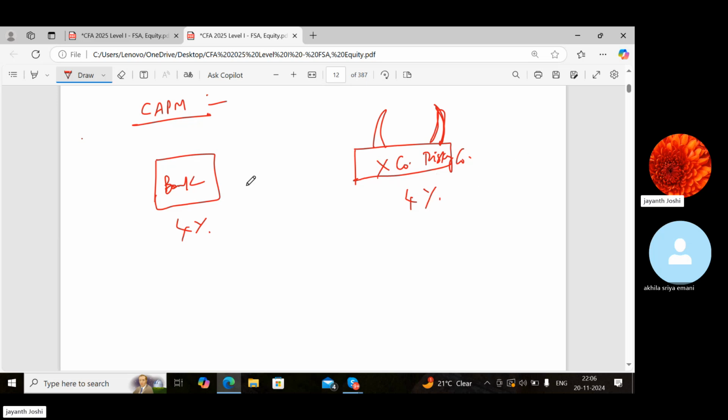Of course, you'll say yes to the bank, and you'll say no to this. Why? For the risk you are taking of investing in this, you are not getting enough returns. You are not getting satisfactory returns.